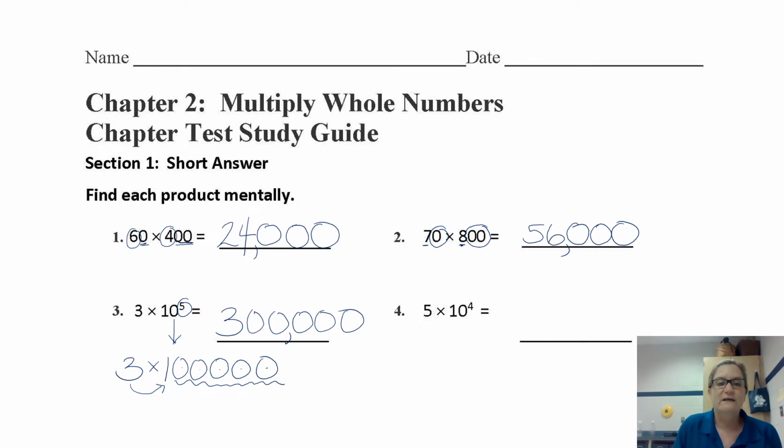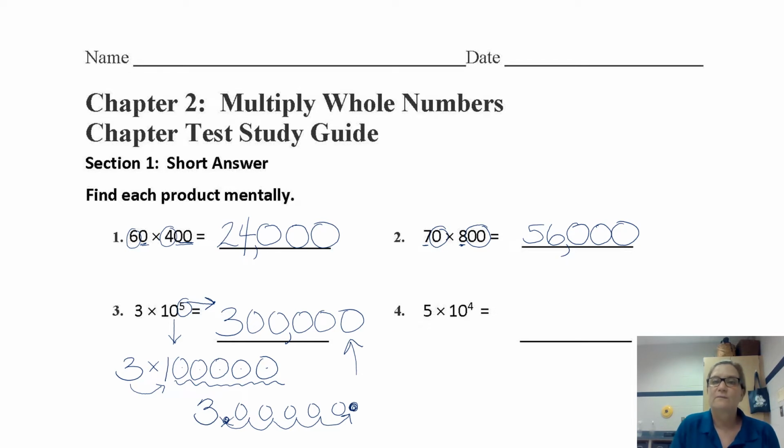Now, another way to solve this problem, maybe even a preferable way, would be 3 with a decimal point, and you're going to move the decimal point 5 spaces to the right. 1, 2, 3, 4, 5. And now the decimal point will be here and not here. And then we fill in with zeros. Again, it will give you the same answer.